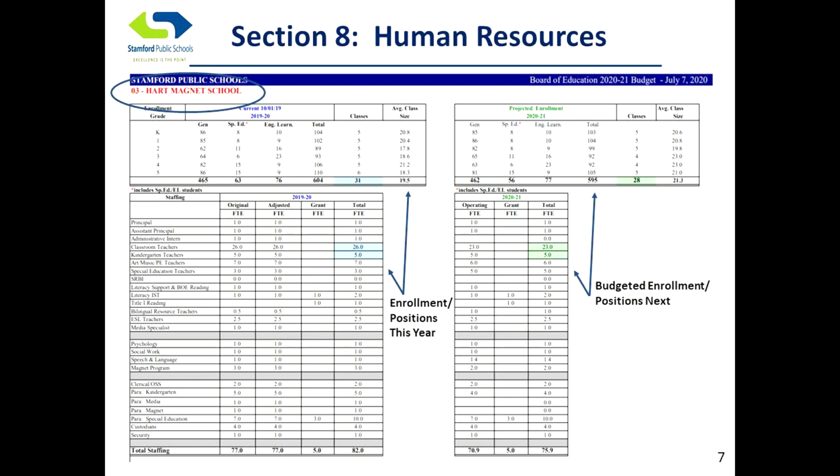This is a sample of a page in the White Book, found in Section 8, Human Resources. The location, in this case, Hart Magnet School, is found in the upper left. Below the location is a breakdown of enrollment by grade and employee by position for the current year. The tables on the right contain the same data with next year's budgeted figures included.